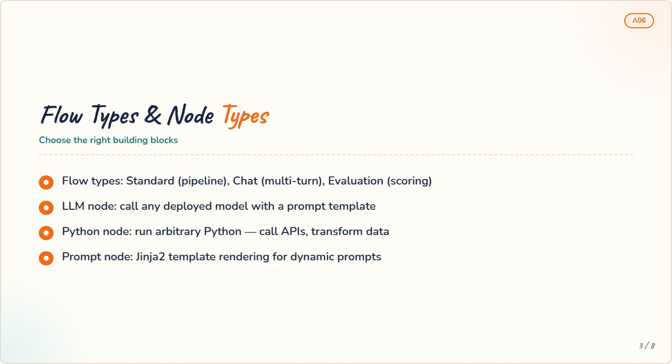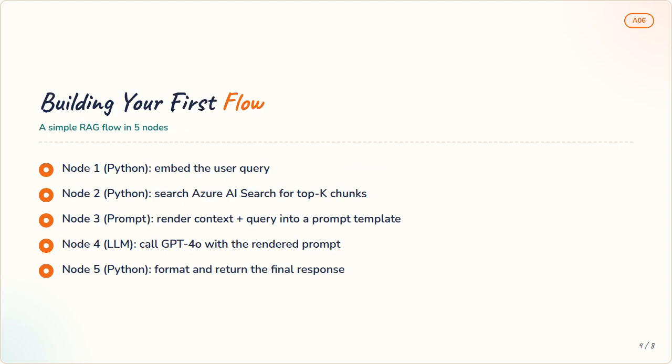There are three flow types: standard for single-turn pipelines, chat for multi-turn conversations, and evaluation for scoring other flows. Within a flow, LLM nodes call your deployed models, Python nodes run arbitrary code, and prompt nodes render Jinja 2 templates to build dynamic prompts.